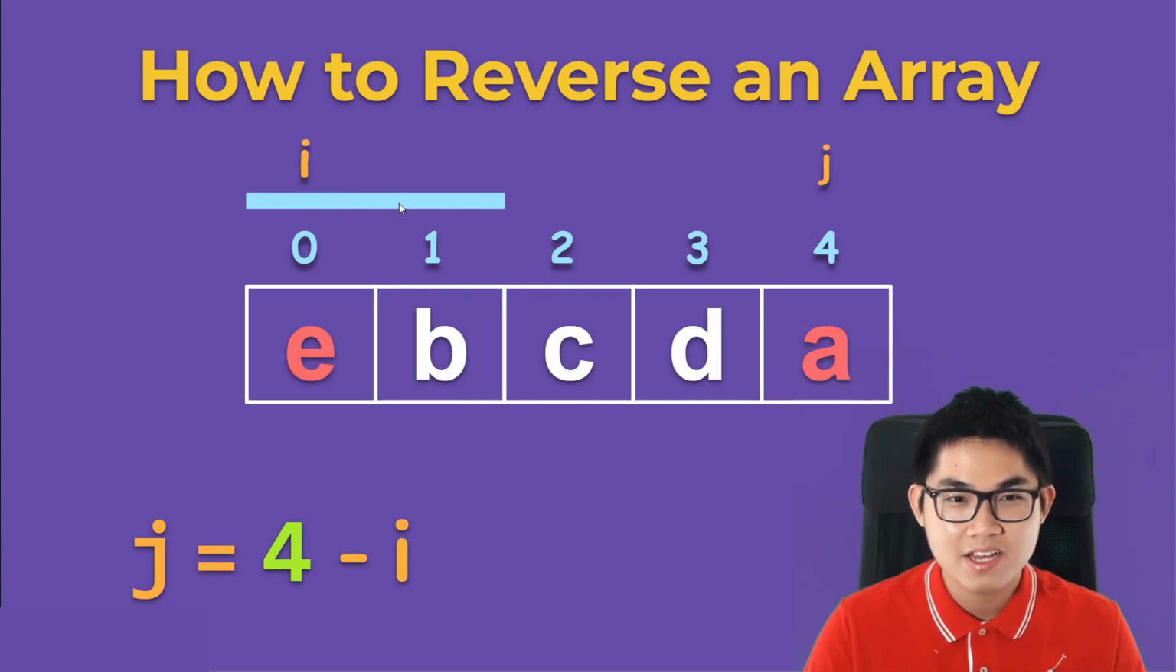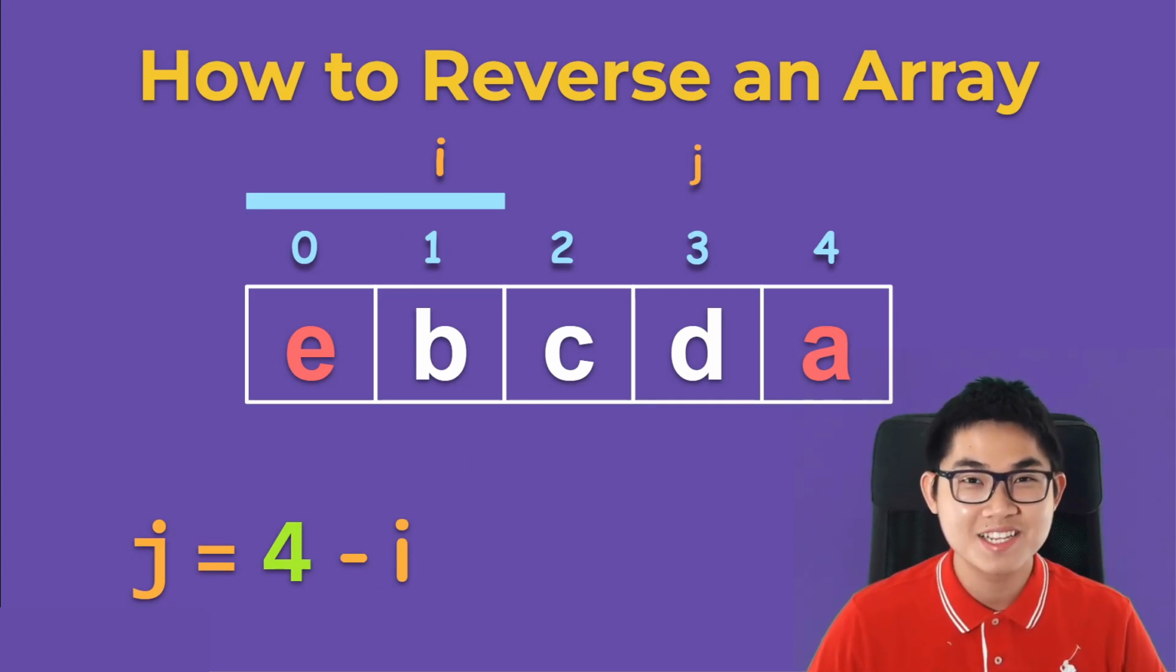We move i to the right, and we move j to the left. So why did we just move j to the left? Well, let's look at this formula again. We have j is equal to 4 minus i, and i is 1. 4 minus 1 will give you 3. Then we will repeat this process.